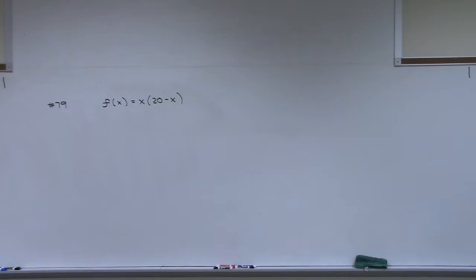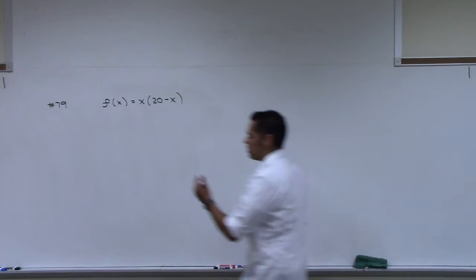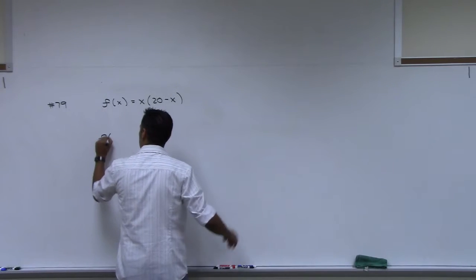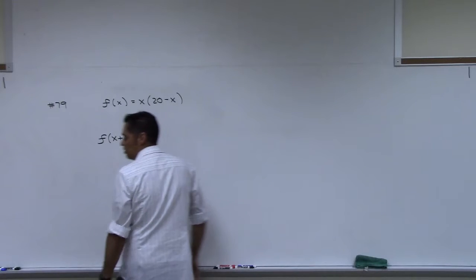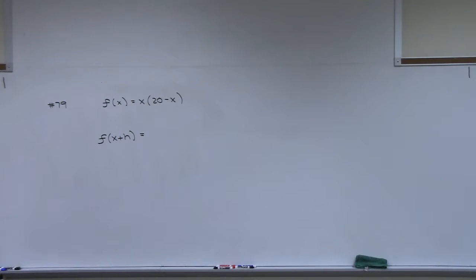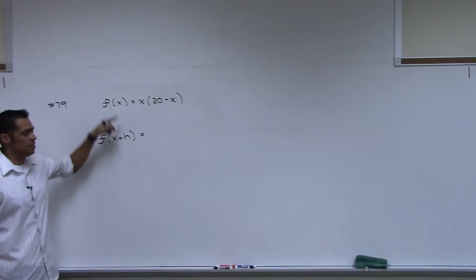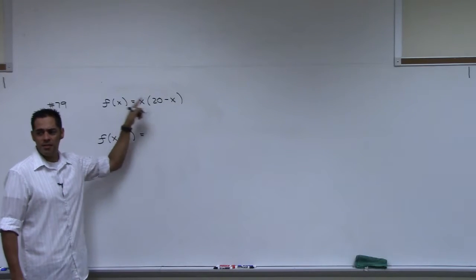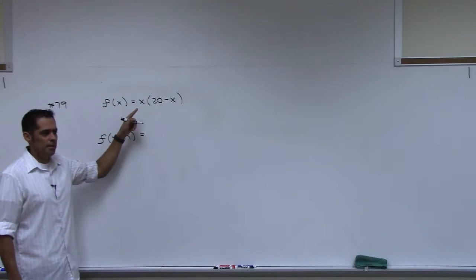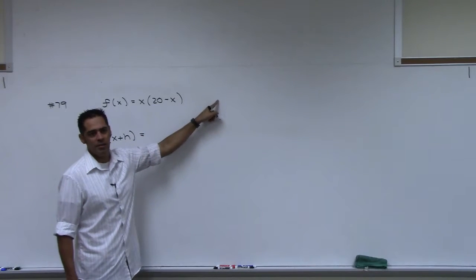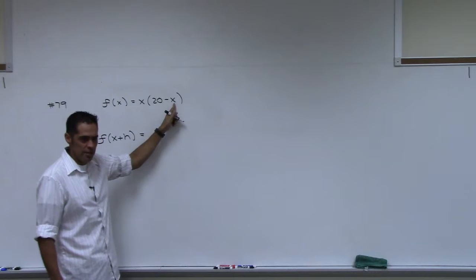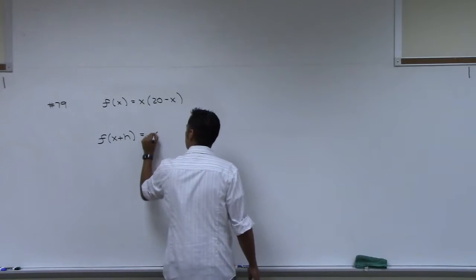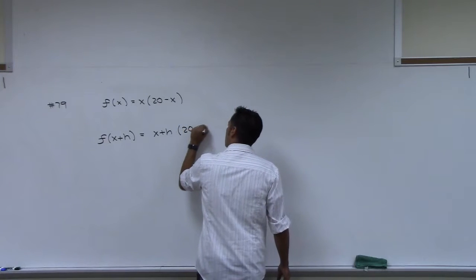All right, so let's try and figure out what f of x plus h is first. I'm just going to figure that out and then put it all together. So what is f of x plus h? I'm going to plug x plus h into this function, replacing x with x plus h. Do y'all remember the mistake students make? They just put an h plus h out here. Don't do that. You're going to put x plus h here and x plus h here. So let's replace: x plus h, 20 minus x plus h.